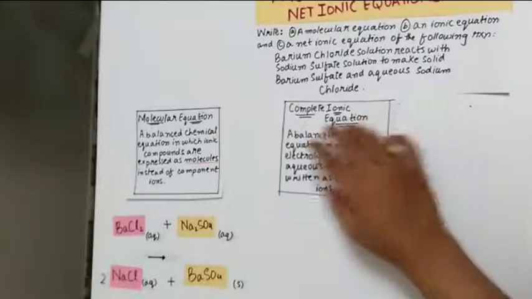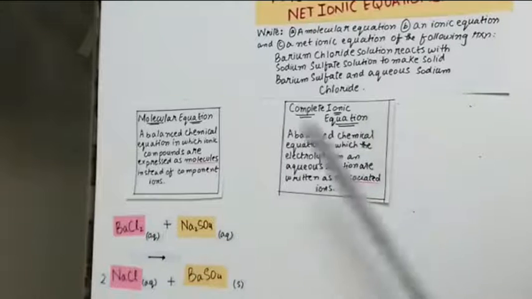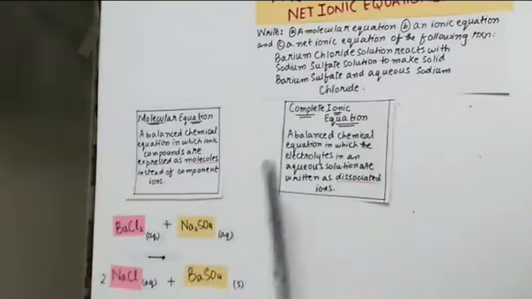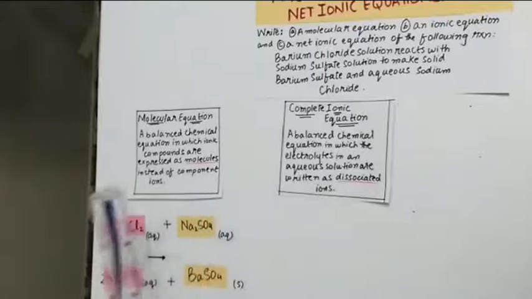The reason I wrote the word complete here, you may see that there's no complete in the question. It's the same thing as an ionic equation, but if you memorize it as complete in your brain, you're going to be able to differentiate it from a non-ionic equation. First, we should read the definition. It says a balanced chemical equation in which the electrolytes in an aqueous solution are written as dissociated ions. What does that mean? I highlighted the word dissociated here and the word molecules there, because those are two different things.